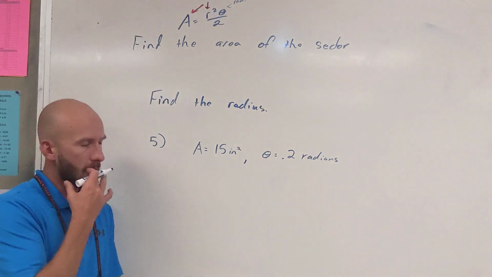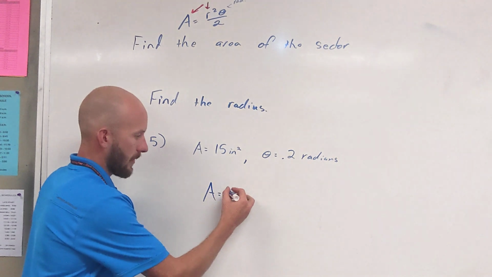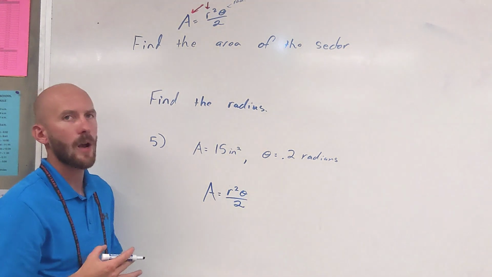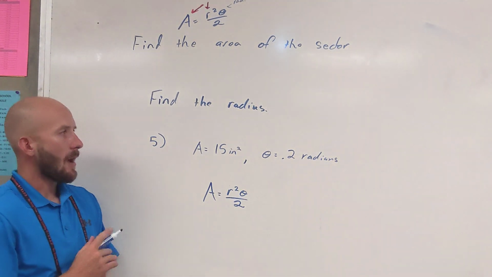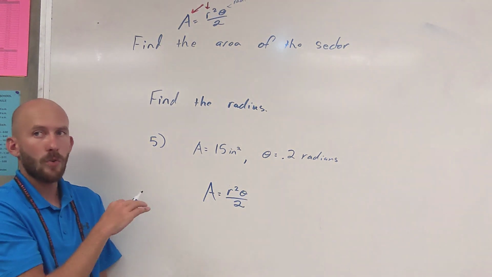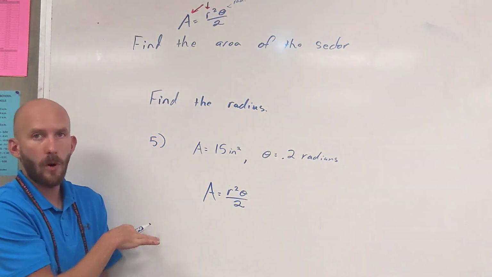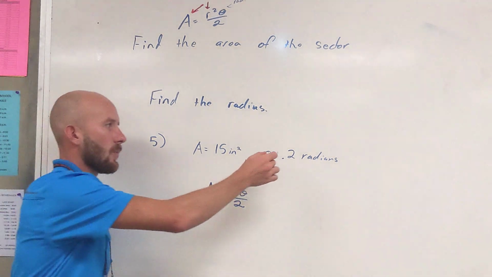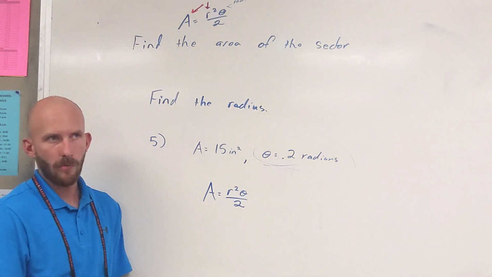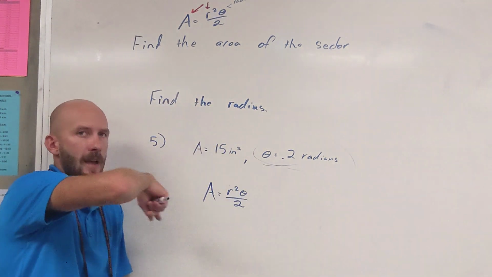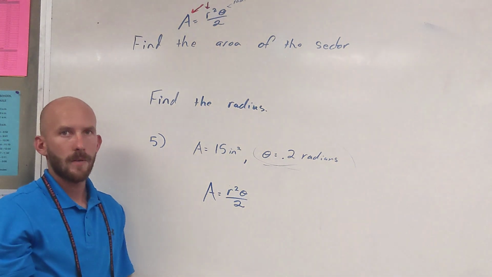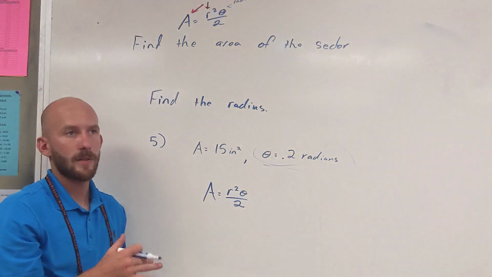Now, what I'm going to tell you guys, though, is start with your formula. Either one, I don't care which variation you put there. But since I'm trying to solve for r, typically it's easier to rearrange your formula before I plug numbers in. Because if I had fractions, like if instead of 0.2 radians it was 3 pi over 4 radians, instead of putting that in and having to do all the operations with 3 pi over 4, it's easier to just rearrange your formula once and be done.